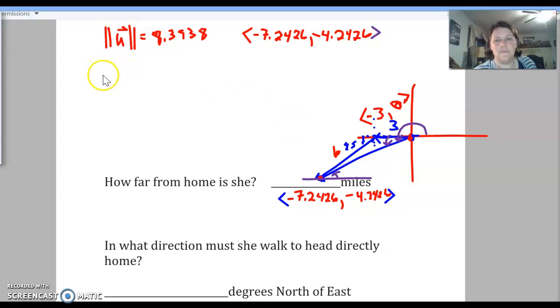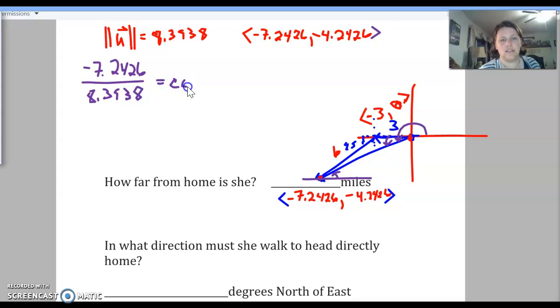So I am going to go ahead and get started here. We're going to have x, which we found in the last part to be negative 7.2426. We've done this enough, I think you'll understand this. So x over r, 8.3938, is equal to cosine theta.